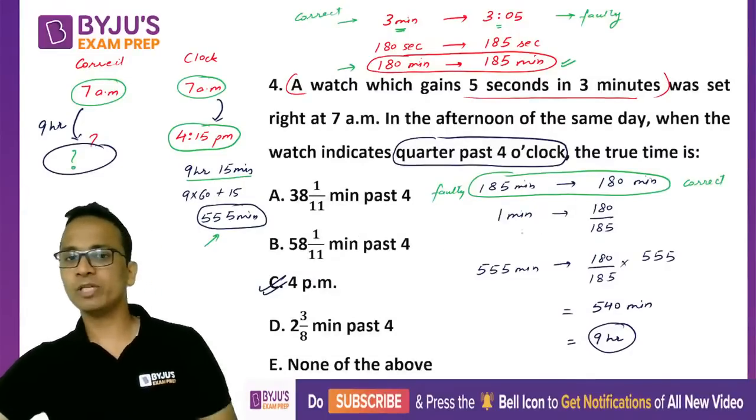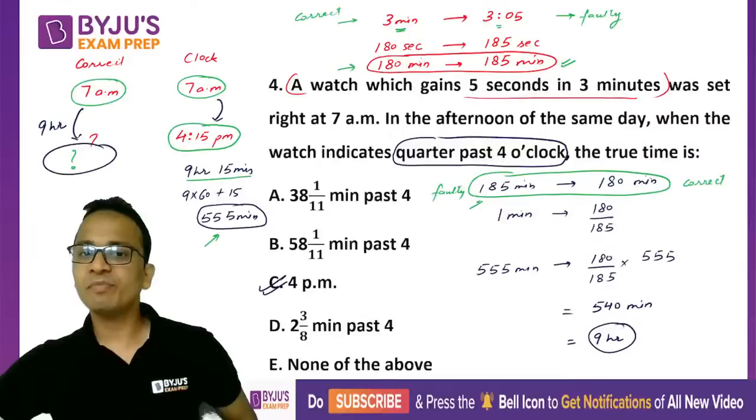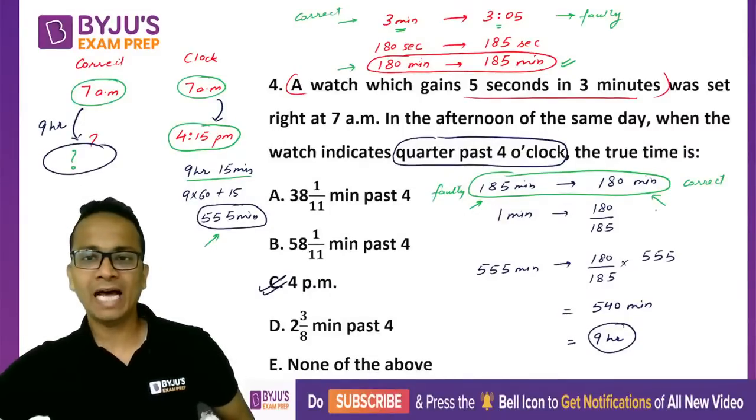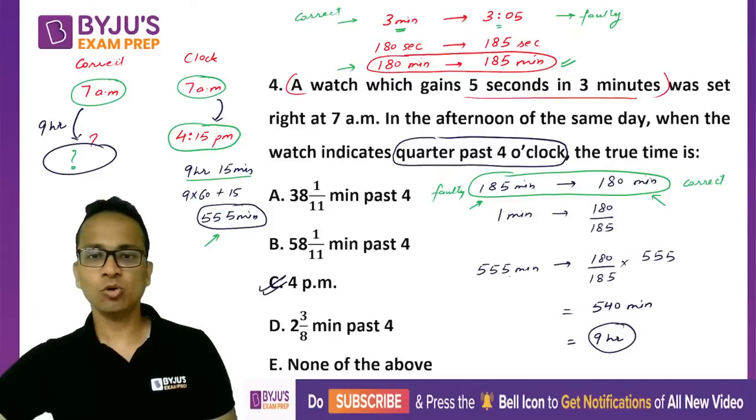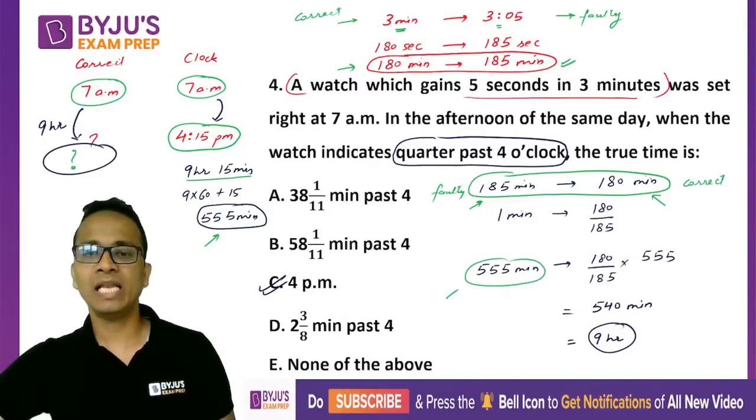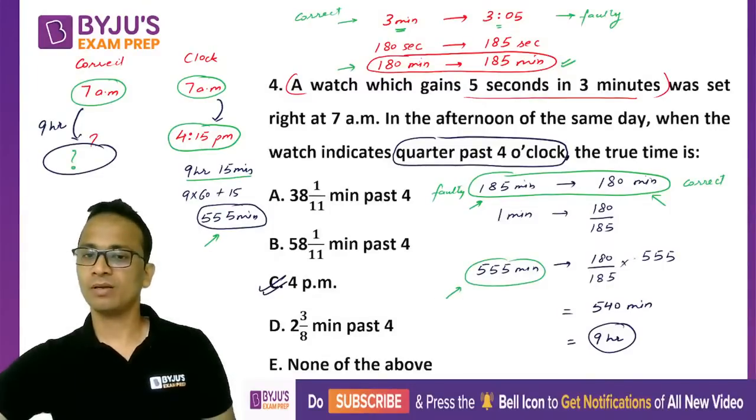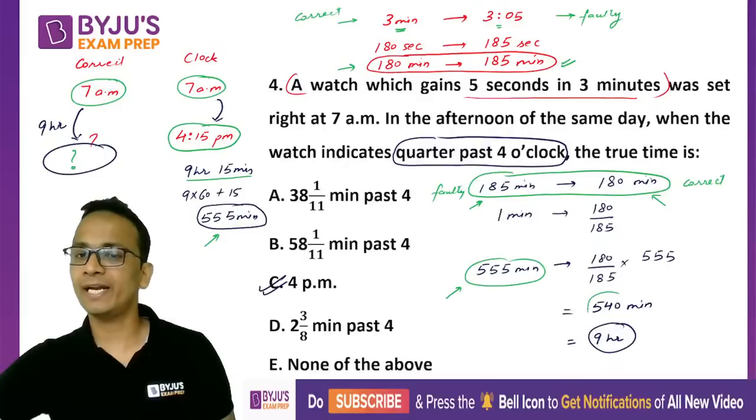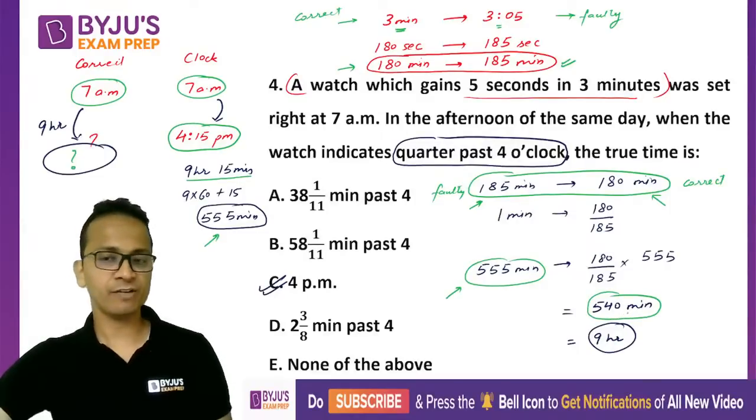So let's come back to this. When 185 minutes elapsed in the faulty clock, I know that 180 minutes will be elapsed correctly. So when 555 minutes will elapse in the faulty clock, how many minutes will elapse correctly? So that is 540 minutes, which is equivalent to 9 hours.